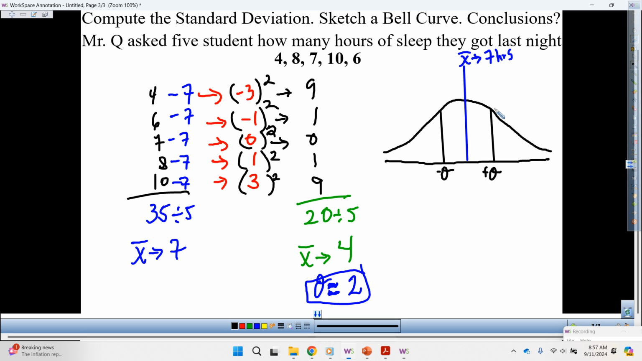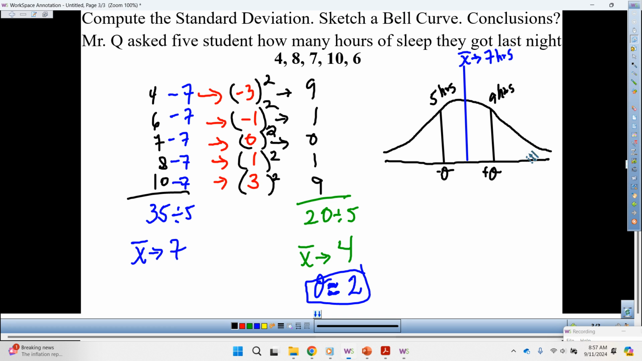So, tell your neighbor where we're at now. If we started with 7, what is the first standard deviation up? Where are we at now? Everyone? 9 hours. Label that. How about 1 deviation down? Where are we at now? At 5 hours. That is correct.